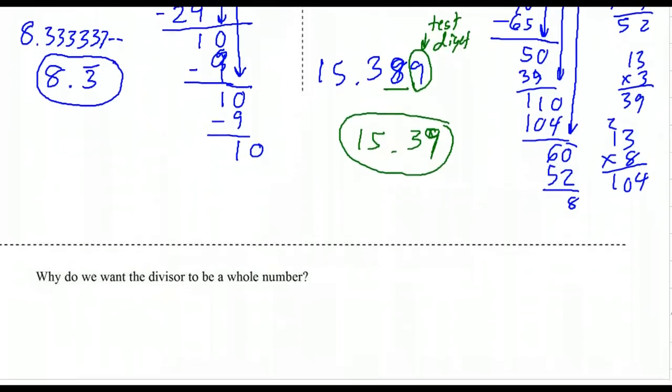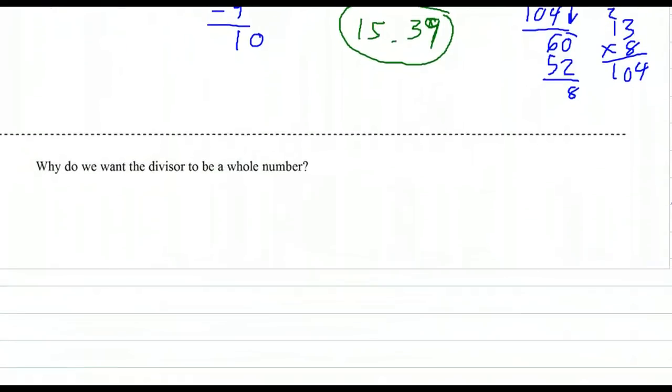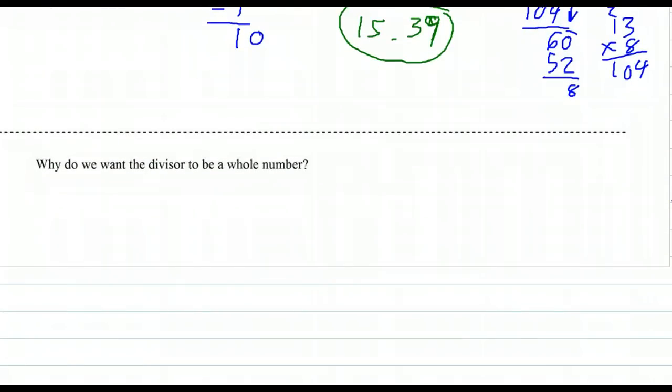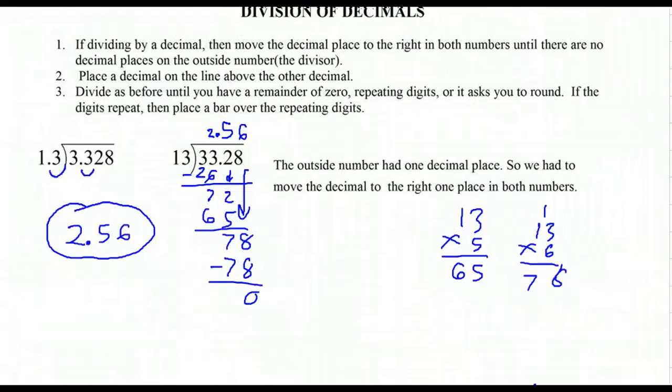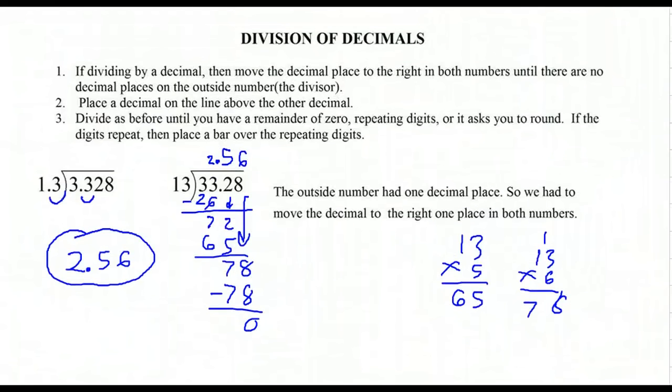Alright, so I will leave you with one final question. Why do we want the divisor to be a whole number? So think about it. Go back to that first question. Give me a reason on why we had to move the decimal.